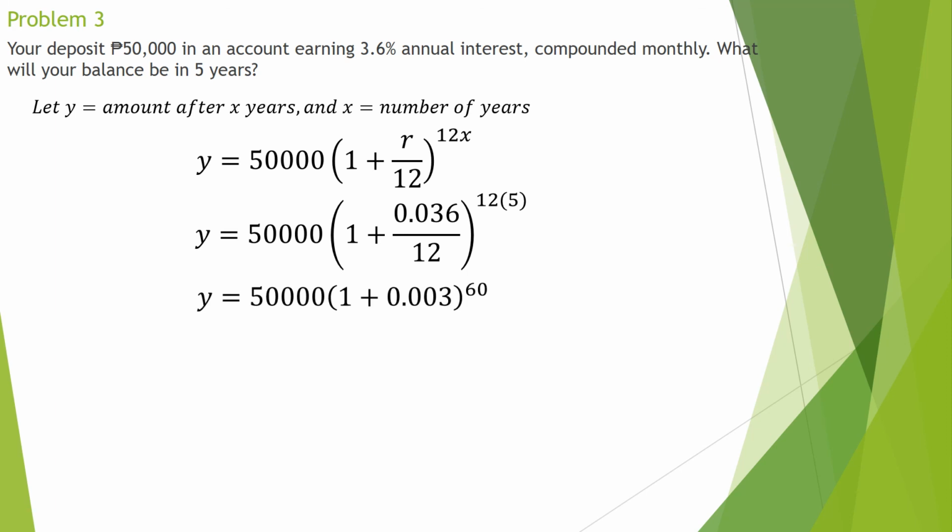So we multiply 12 by 5, that's 60, and divide 0.036 by 12, which is 0.003, and then we combine 1 plus 0.003, that's 1.003. And then we get the value by using a calculator. We obtain 59,844.74 pesos, and this is the amount from the original amount of 50,000 after 5 years.